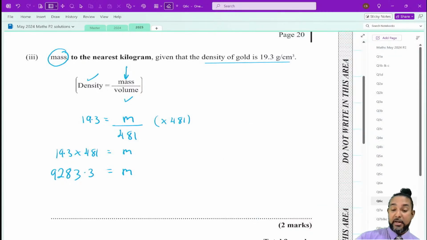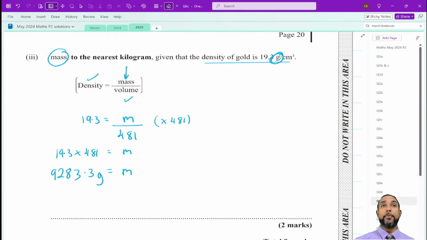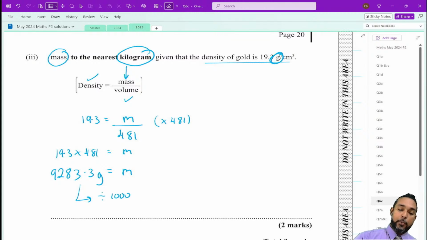But as Javier correctly said, this is actually in grams, because look, what's the unit here? Grams. And we would have put the volume in cubic centimeters, so we will get grams. But what do they want the answer in? How many grams in a kilogram? 1,000. So to go from grams to kilograms, you have to divide by 1,000, which means shifting the point 1, 2, 3 spaces to the left.